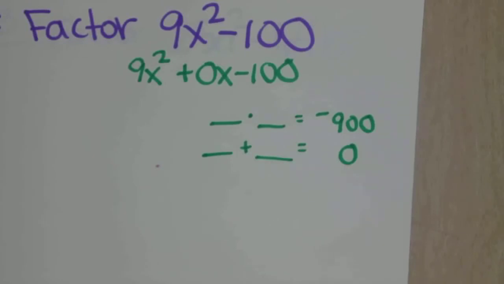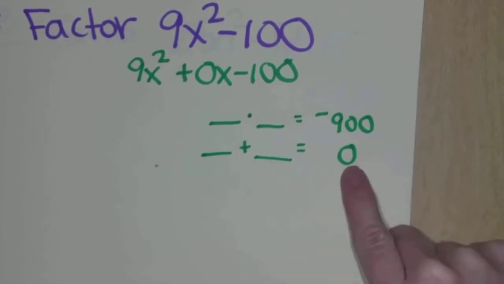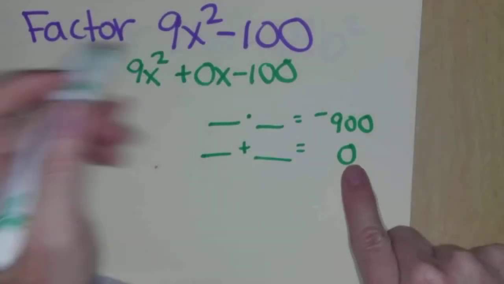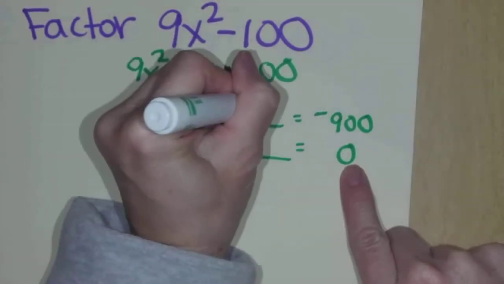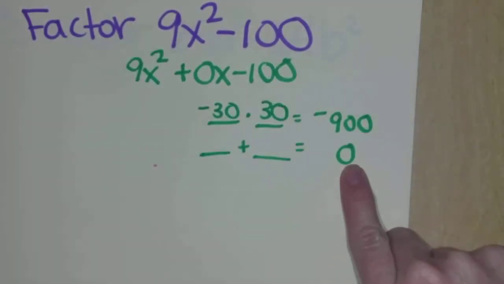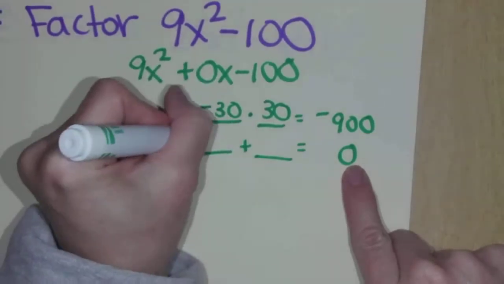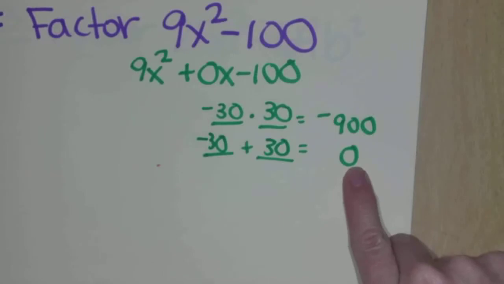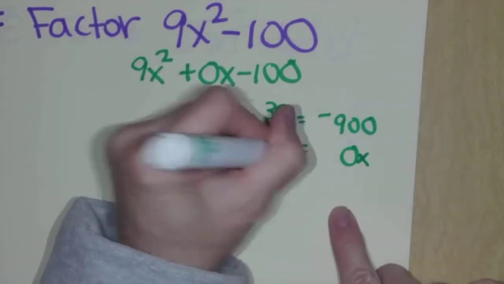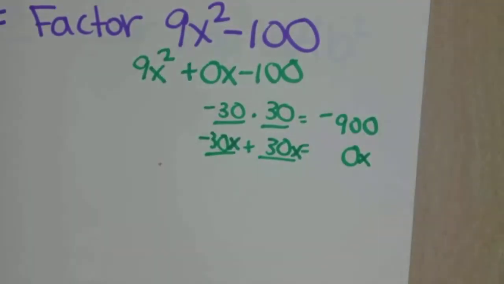It's not going to be 100 times 9 because 100 and 9 don't cancel out to 0, but 30 and 30 do. And remember, I'm going to put my negative first. So negative 30 times positive 30 is negative 900, and negative 30 plus 30 is 0. Excellent. And I can put those x's with it, like so. All right, so let's do a rewrite.